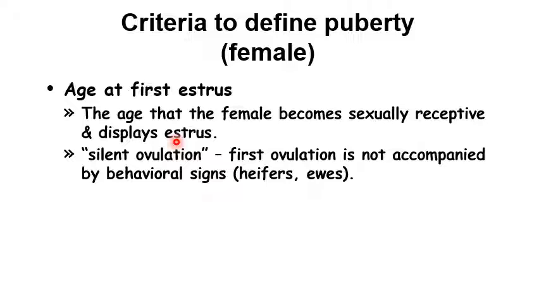In the female animal, in the first onset of puberty, we also have the phenomenon known as silent ovulation. When we say silent ovulation, this is the first ovulation that is not accompanied by behavioral signs, as is usually seen in heifers and ewes. At this particular ovulation, it is not recommended that the animal be bred at this point.